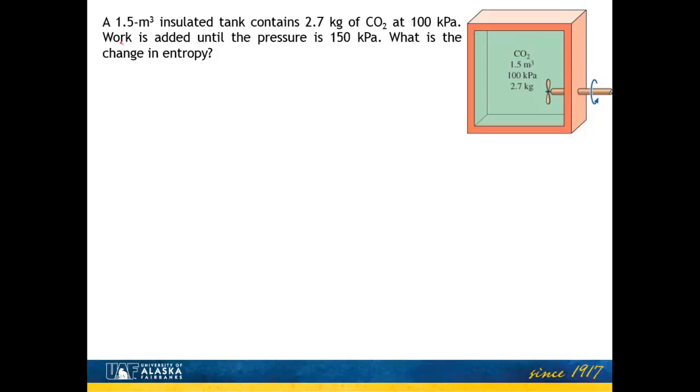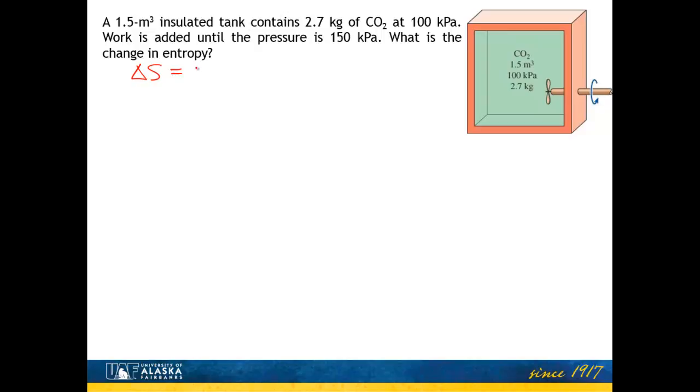We're told we have a 1.5 cubic meter insulated tank. It contains 2.7 kilograms of carbon dioxide, initially at 100 kilopascals. Work is added until the pressure rises to 150 kilopascals, and we're asked to find the change in entropy. So, we've got some equations that tell us what the change in entropy is, and we actually have two different ones that we could use.